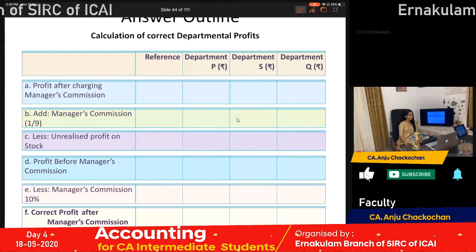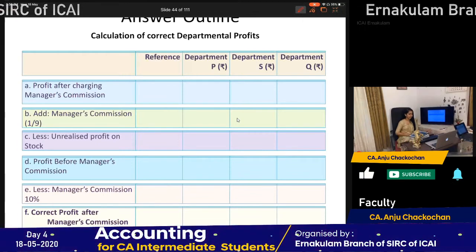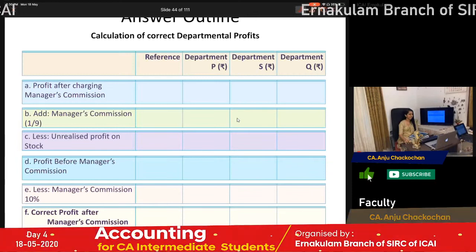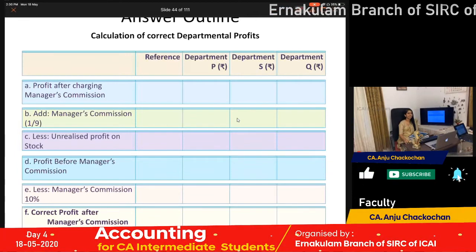There are some connectivity issues, students, a network issue. That is the reason why the audio is going on and off. Please bear with that. So keep on writing the outline.